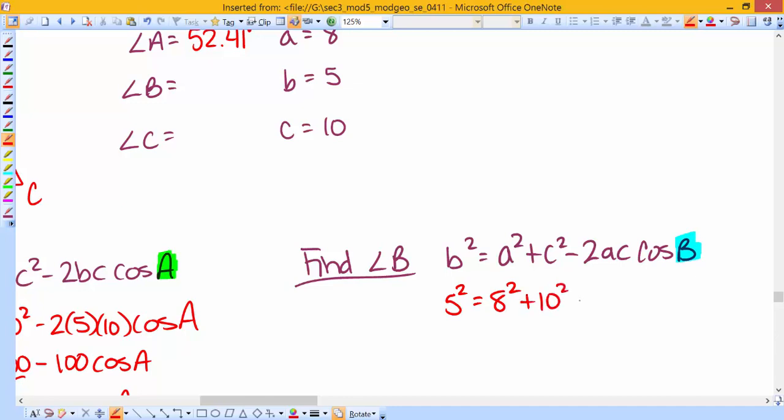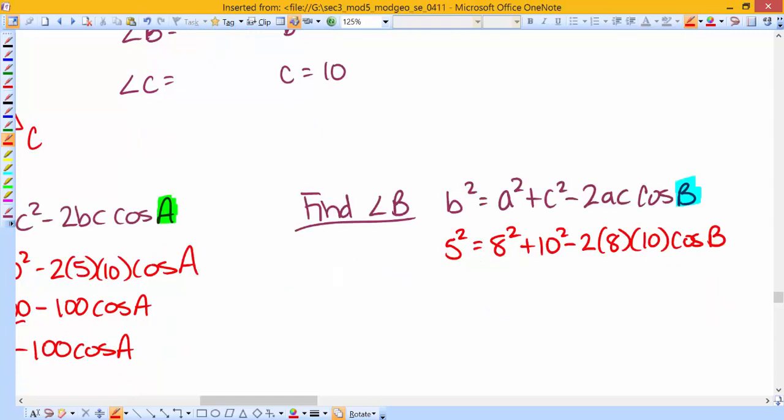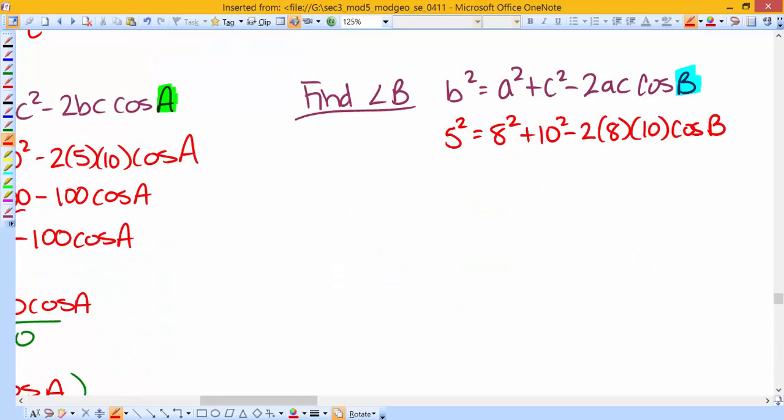So I have 5 squared, A squared. You guys can go ahead and use some mental math. Remember, I'm showing everything right now, but you guys do the squares. Multiply the 2 times A times C. Do that ahead of time. You don't need to write everything unless you want to. If you prefer to show everything, show everything.